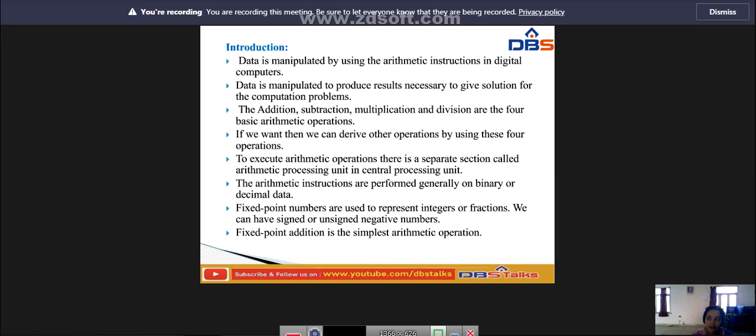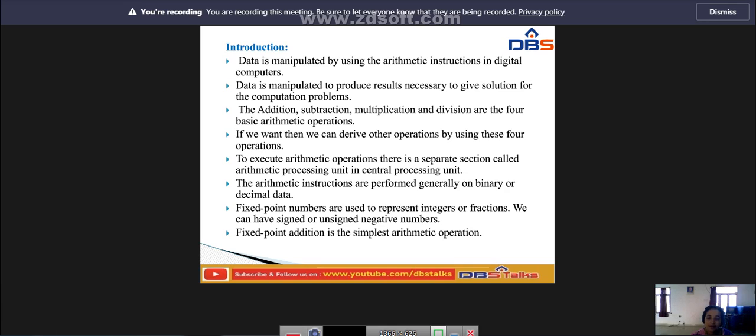To execute the arithmetic operations there is a separate section called the arithmetic processing unit, APU, in the central processing unit. In the central processing unit we have a separate section, called the arithmetic processing unit. This is the processing unit which executes the arithmetic operations.